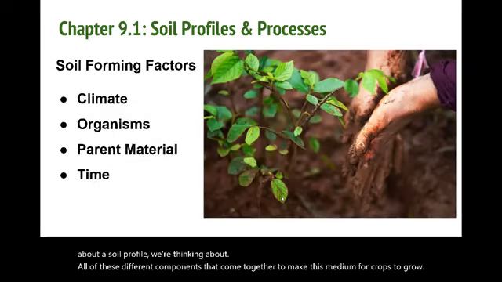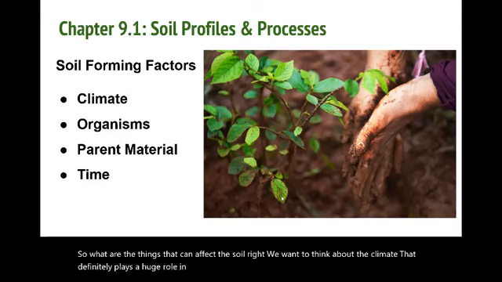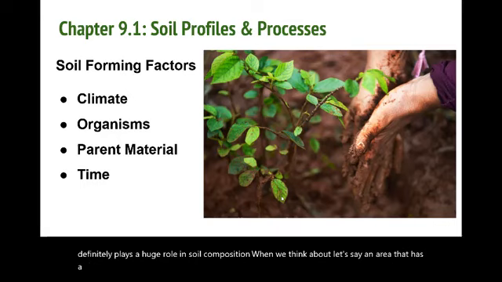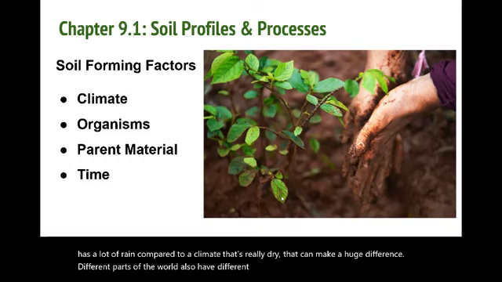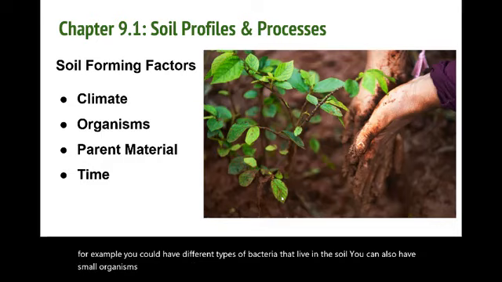So what are the things that can affect the soil, right? We want to think about the climate. That definitely plays a huge role in soil composition. When we think about, let's say, an area that has a lot of rain compared to a climate that's really dry, that can make a huge difference. Different parts of the world also have different organisms living underneath the ground. For example, you can have different types of bacteria that live in the soil. You can also have small organisms like worms and insects. They all play a role in how soil is formed.